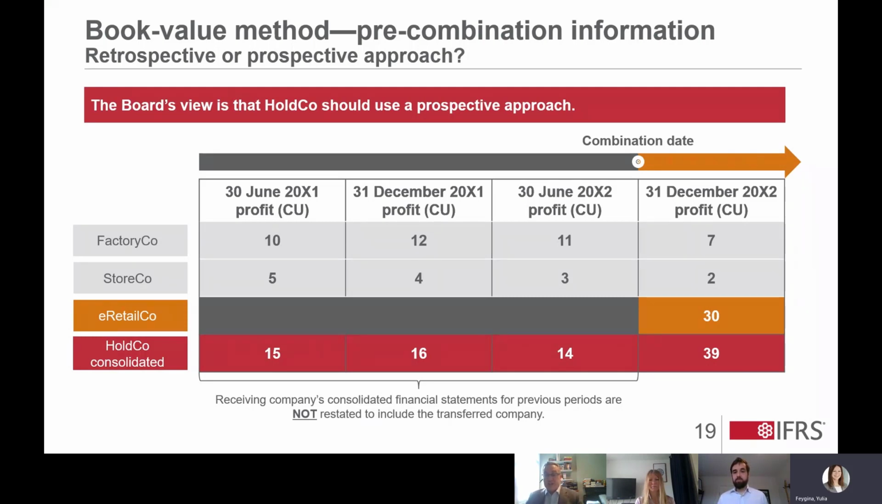Interesting. I've certainly seen as a user both of these presented in the financial statements, both methods. It's an interesting debate. I think it's key to note that investors may be able to find that pre-combination information about transferred companies elsewhere, as I mentioned earlier, but not in all cases. So continuing with that theme of information provided to investors, Richard, could you explain the board's view on disclosures?